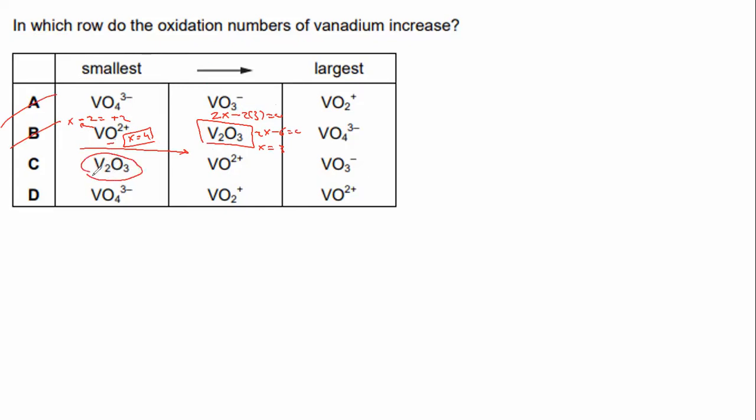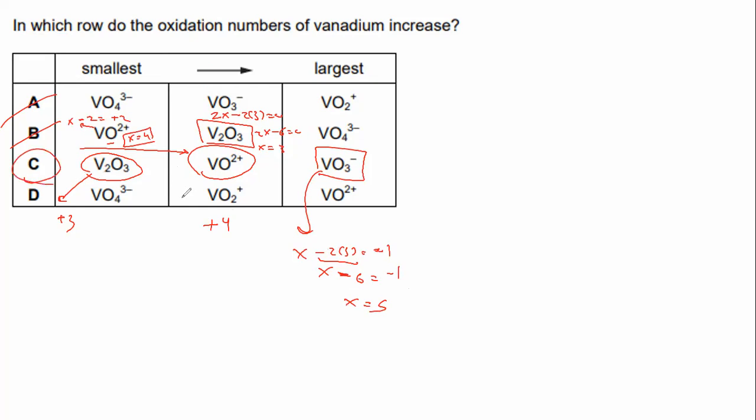Here we counted the V. V was +3. Here, guys, V is +4. If you just count, it will be +4. And for this one, as we said, X - 2 times 3 equal -1. X will be, here we have -6. So X - 6 equal to -1, X equal to 5. So our correct answer is C.